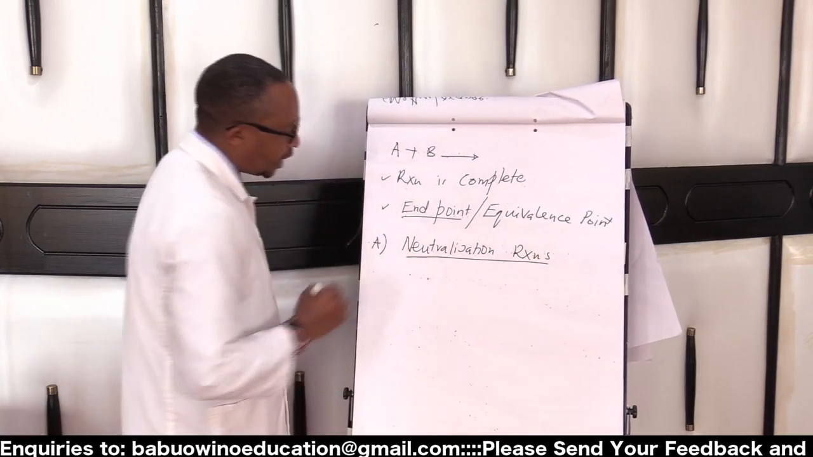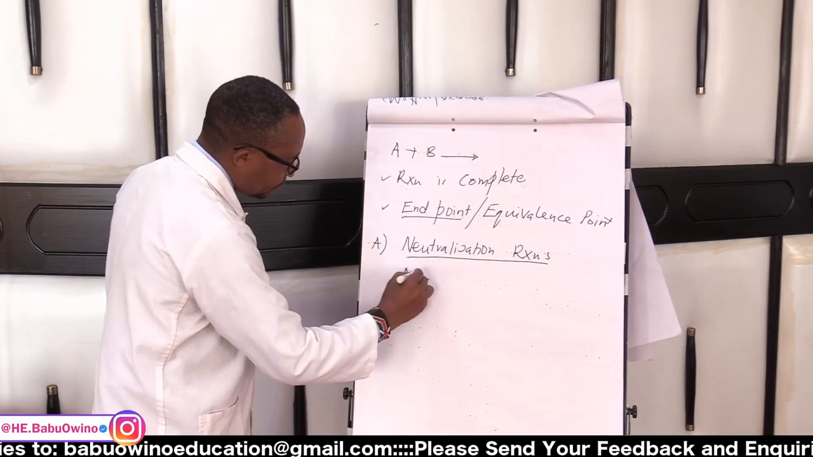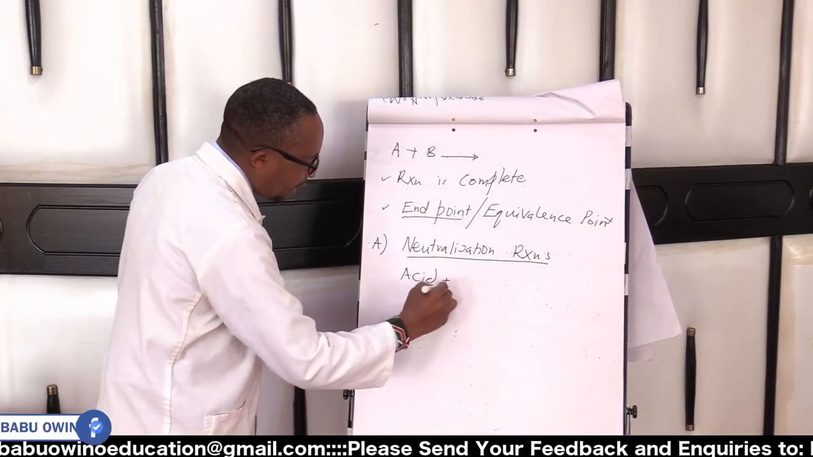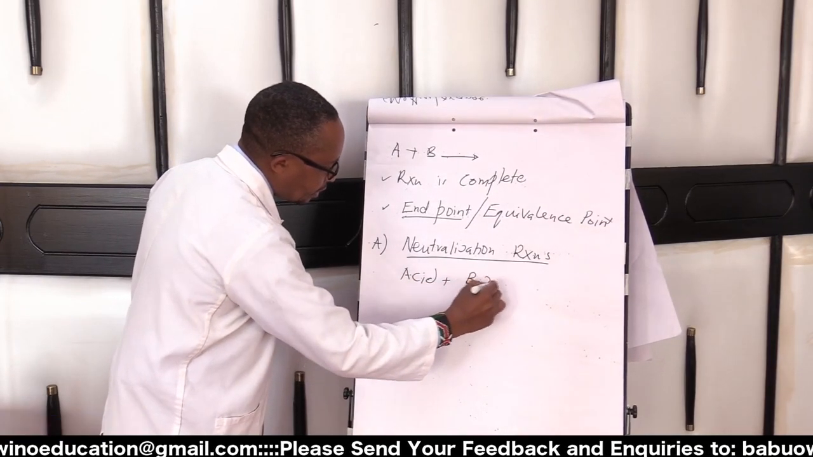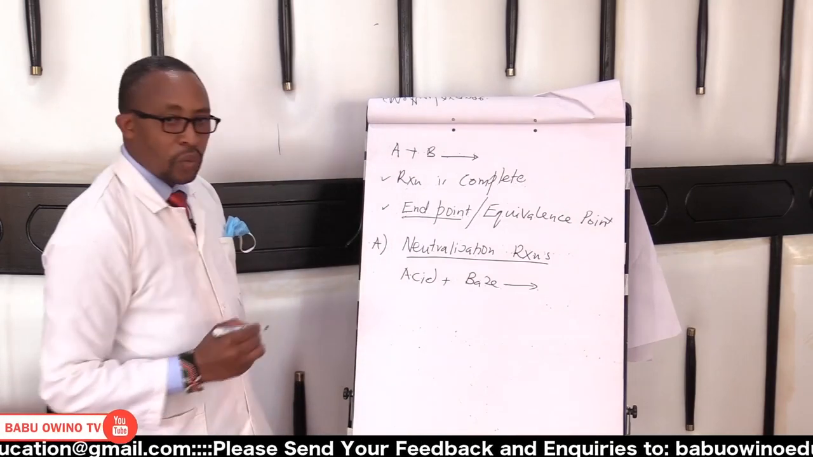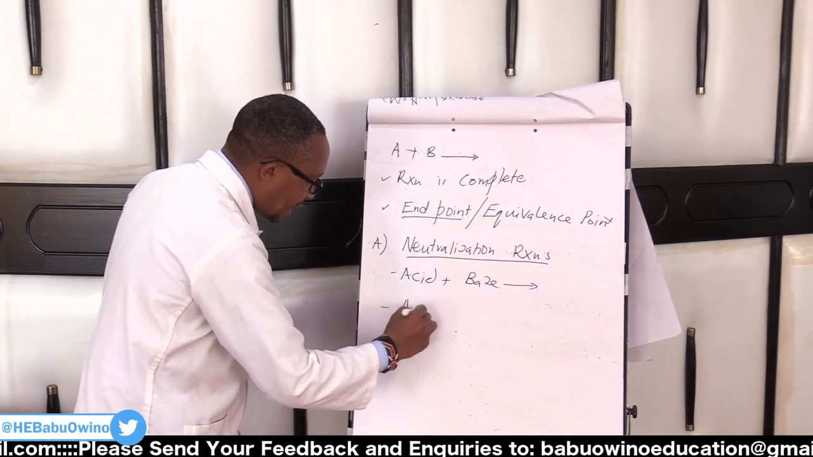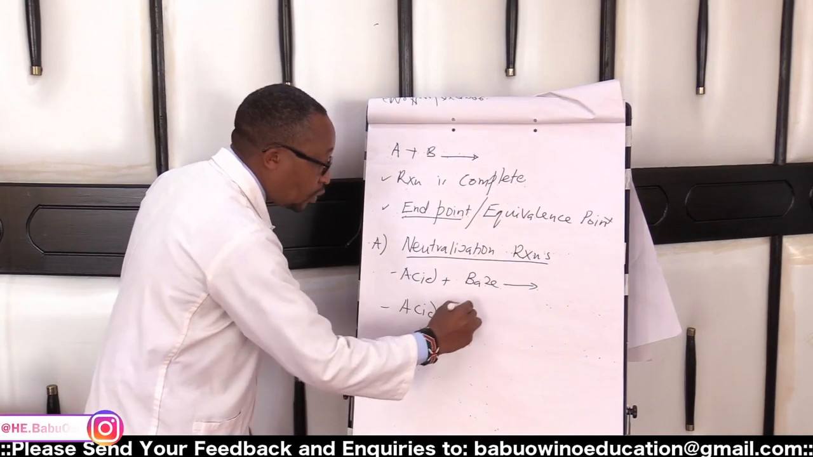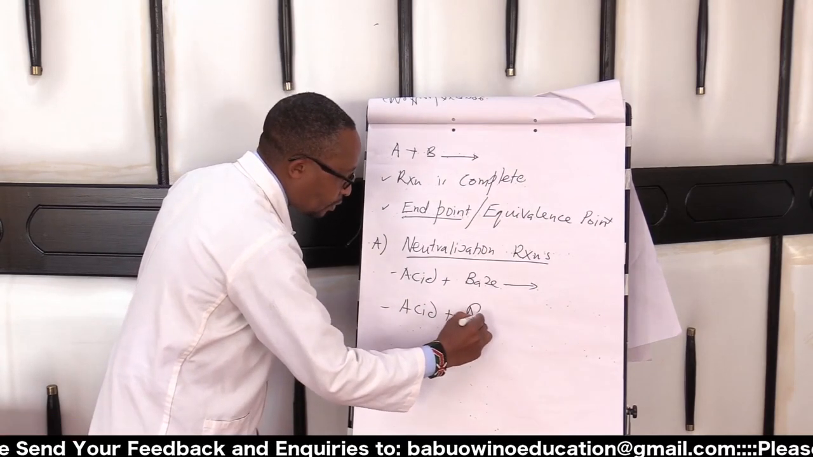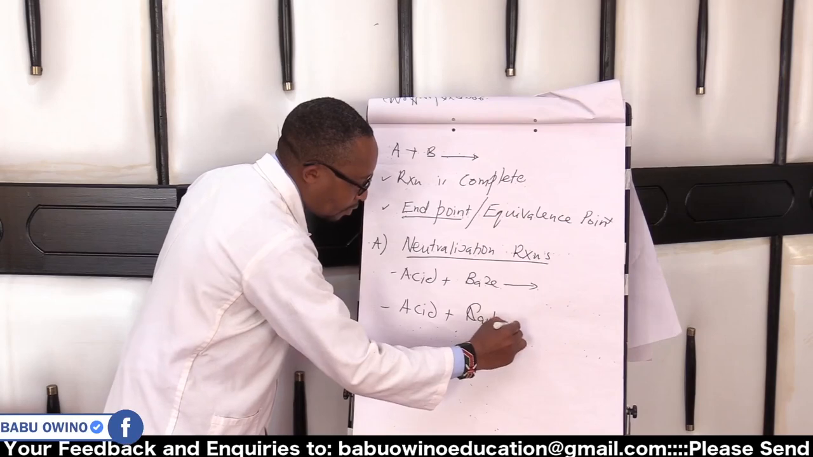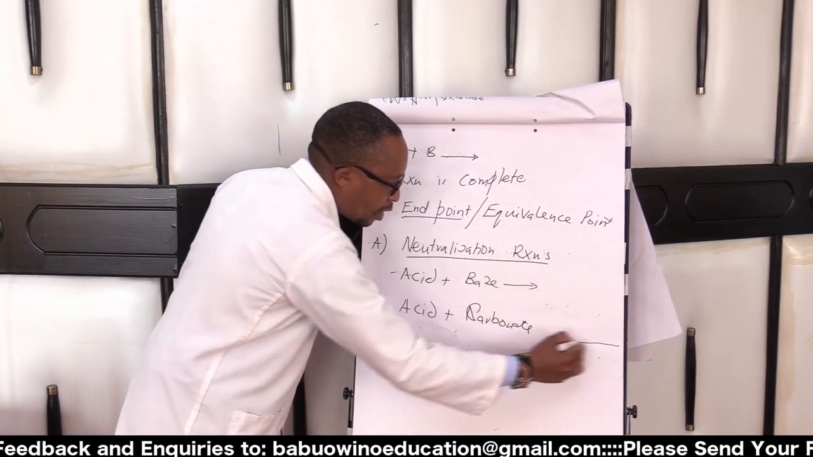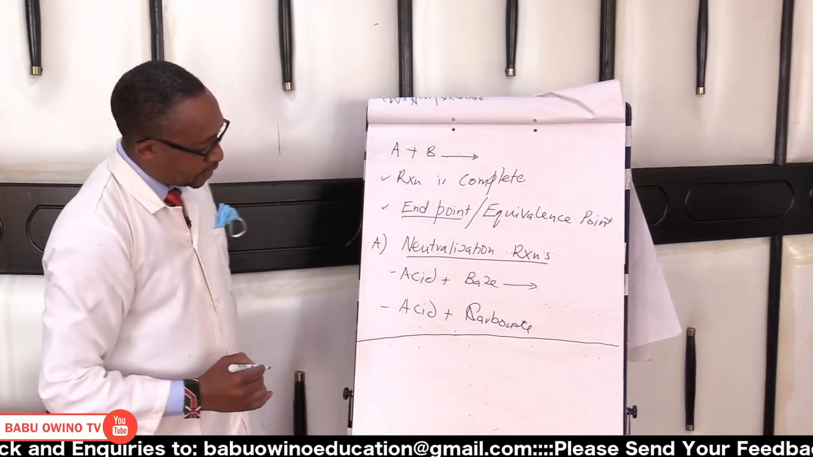We are going to take an acid, we combine it with a base to give us a salt and water. Then we will take an acid also, and we take a carbonate. And that is where now we are going to start.